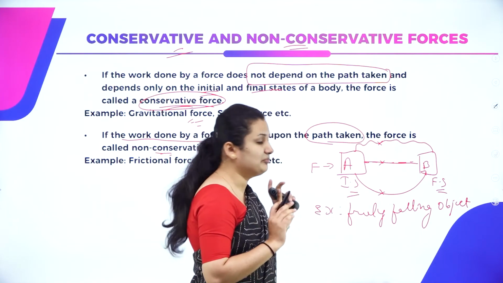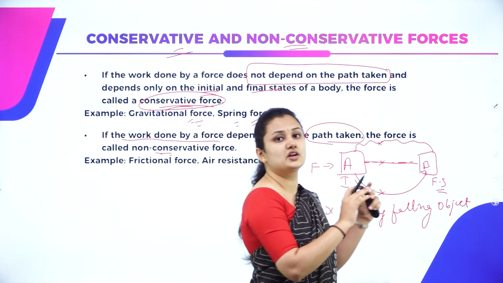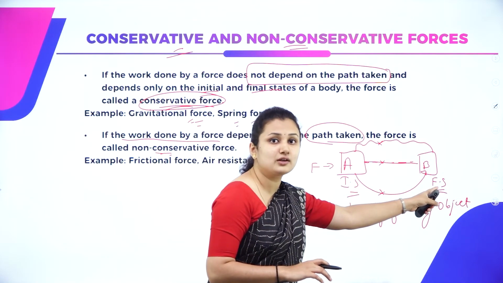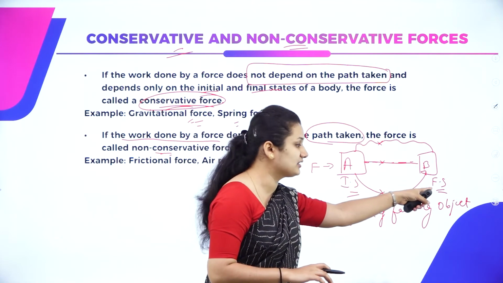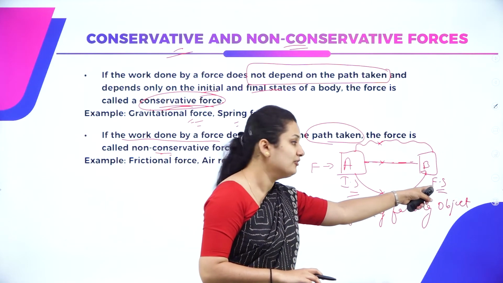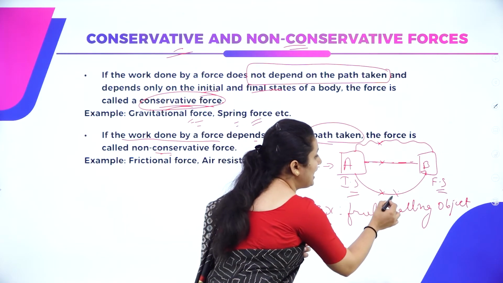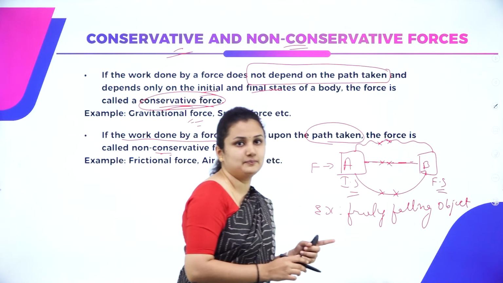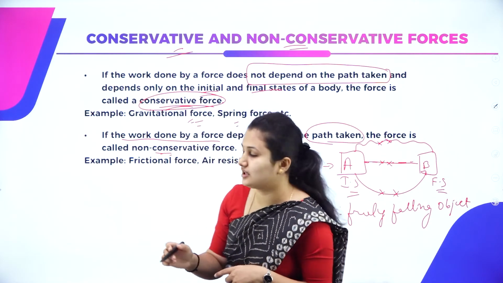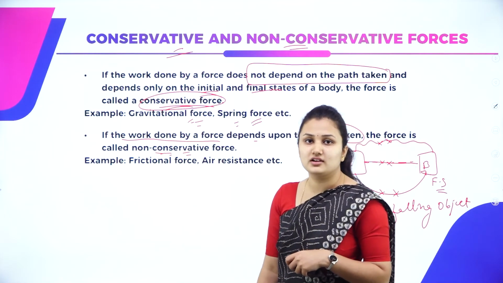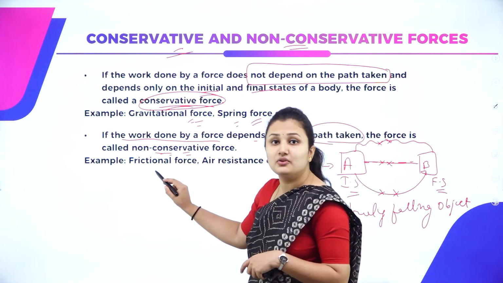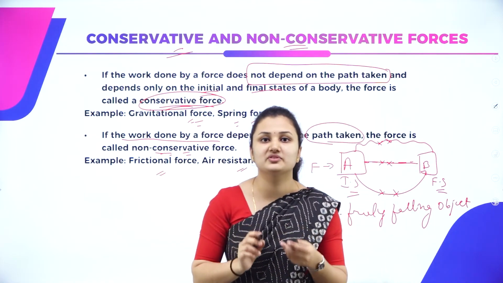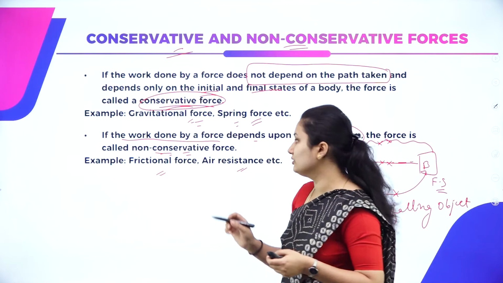position A, and some force has been applied on me, I will move towards position B. So the initial and final state do not matter here. It does not depend on the initial and final state. It depends on the path taken by me to move from A to B. So that force is called a non-conservative force. Examples are friction force, viscous force, air resistance, etc. These are some examples.